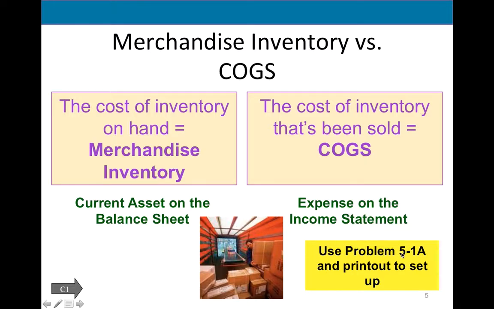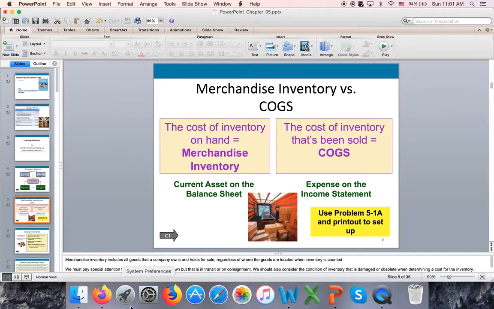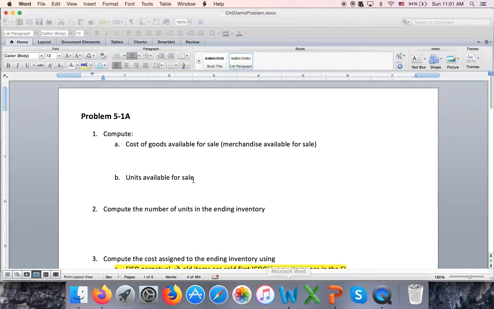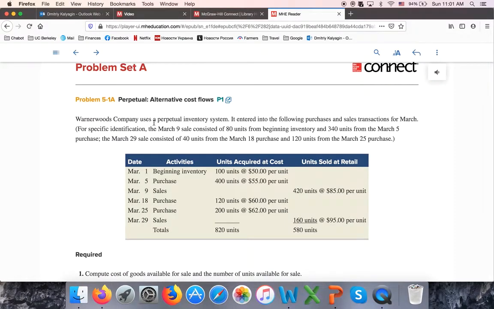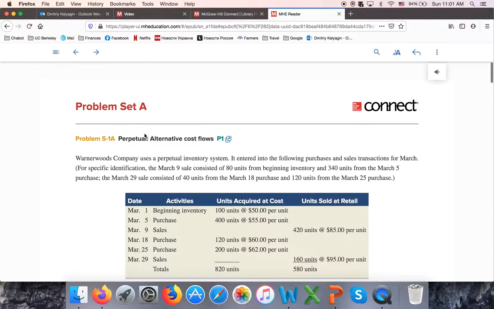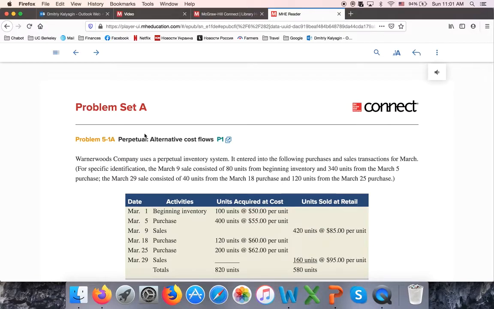So I want you to open this problem 5-1A. I'm going to also go to the textbook. Instead of lecturing a lot, I just want us to complete this problem together. And I have a printout for this problem. So I will be using this printout right here. And I also have instructions right here. So problem set A, it's on page 265, small numbers, page 265.